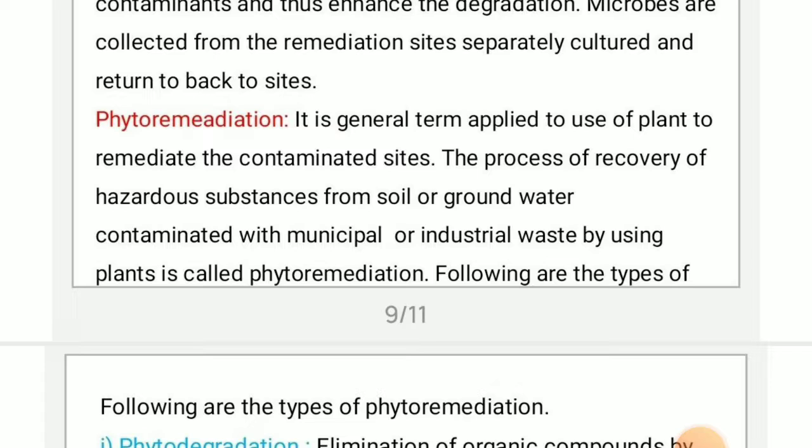It is the general term applied to the use of plants to remediate a contaminated site. The process of recovery of hazardous substances from soil or groundwater contaminated with municipal or industrial waste by using plants is called phytoremediation. It is very clear that the pollutants may be released from municipal waste or industrial waste. Municipal waste is nothing but sewage. What is sewage? The water thrown away after its use is called sewage.